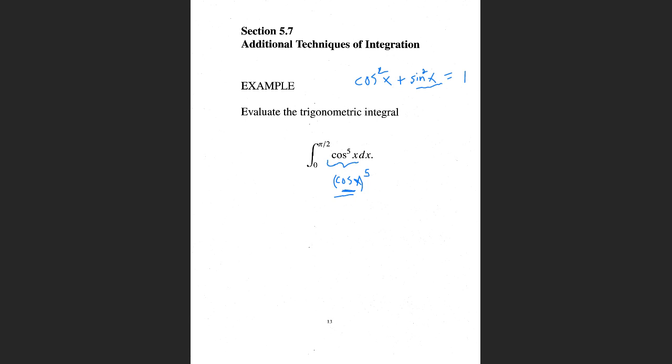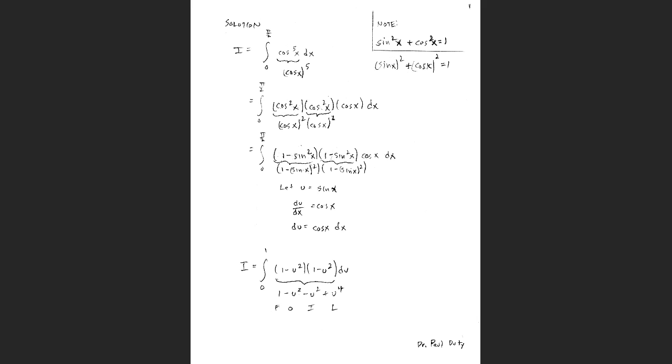Right. So we really have to take this function and break it down, and we can also utilize this too. So watch what we do here. I'll go to the next page. I'm going to take the cosine of x to the 5th power and write it as cosine of x squared, times cosine of x squared, times cosine of x. I can rewrite the integral this way.